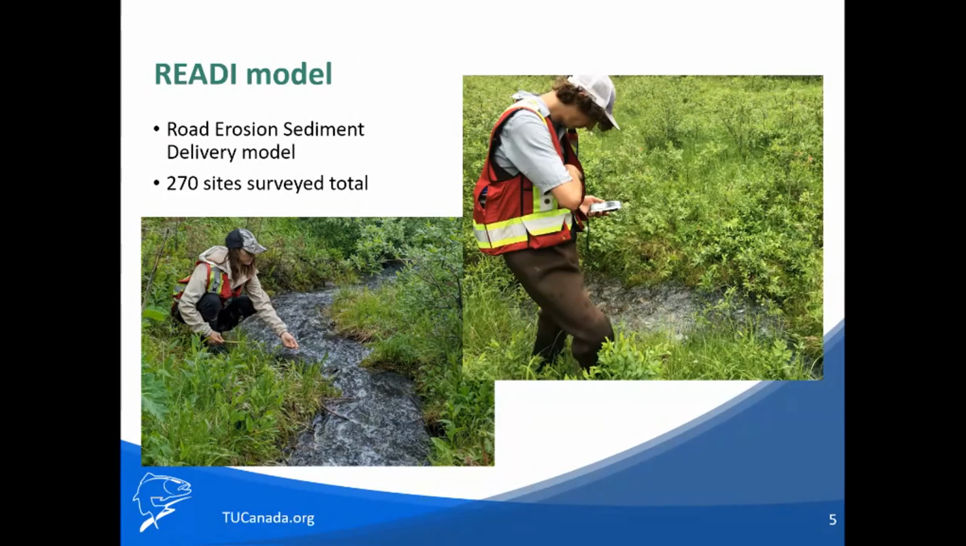So we used the READY model to do a lot of the preliminary work. This stands for the Road Erosion Sediment Delivery model. It basically just looks at where roads intersect watercourses and sets points for sediment delivery. And so we went to visit all these sites that the model set out for us on foot just to verify them. We had a form on an app to fill out when we were there and took a whole bunch of pictures. And in total, we surveyed 270 sites.